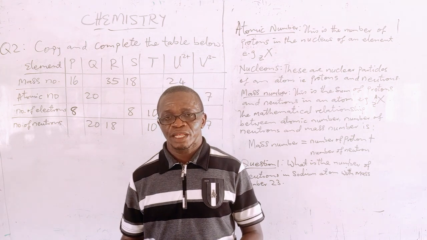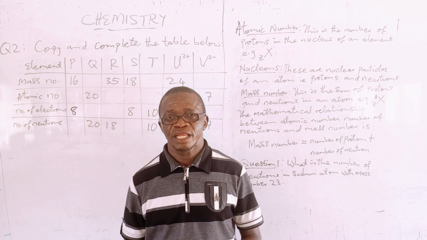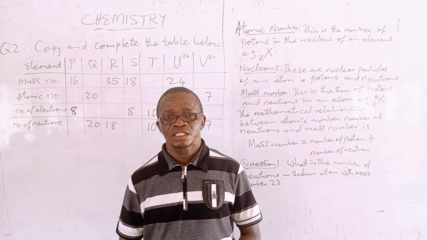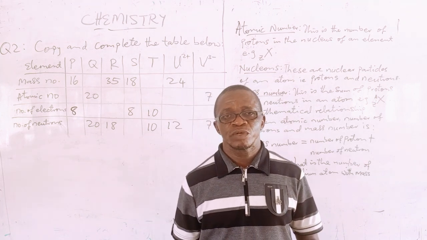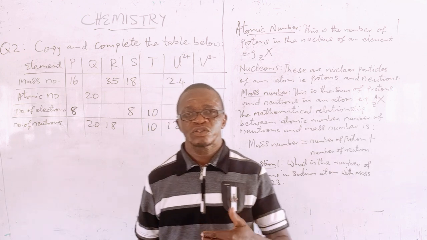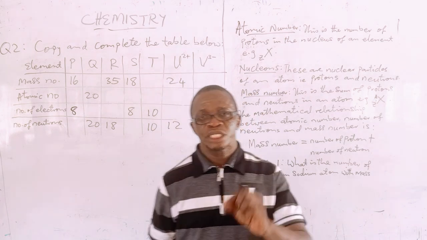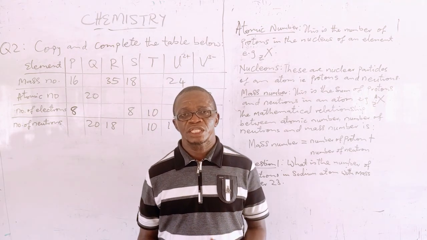In our last class, we did something about electronic configuration of different atoms, starting from hydrogen, helium, lithium. We treated the first 20 elements. And in the course of doing that, we talked about atomic number. Now, today we want to start from that atomic number that we mentioned earlier.